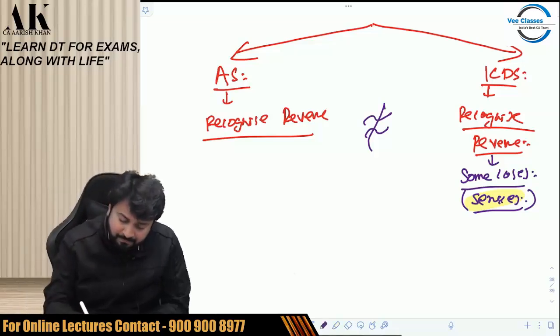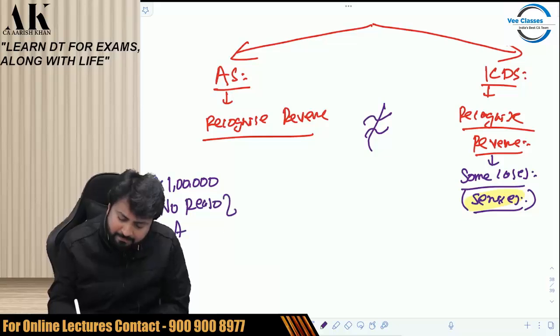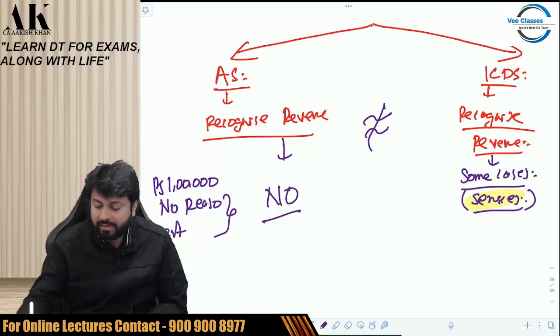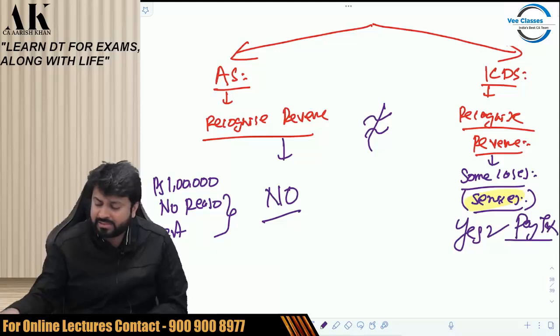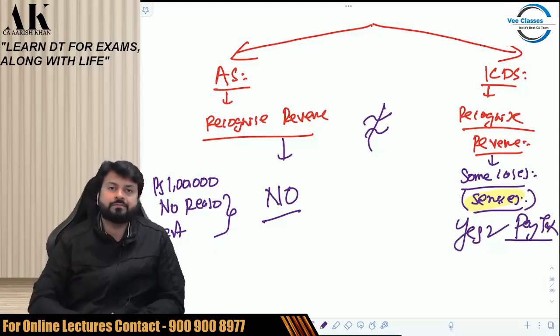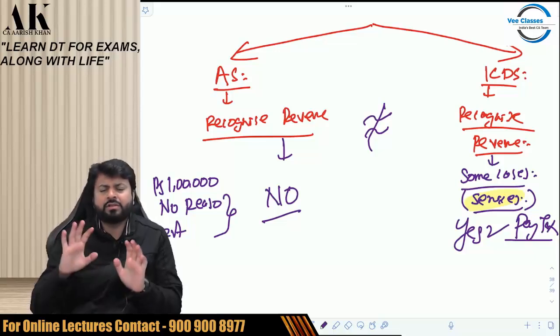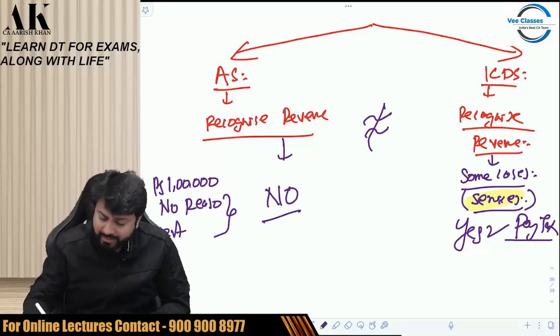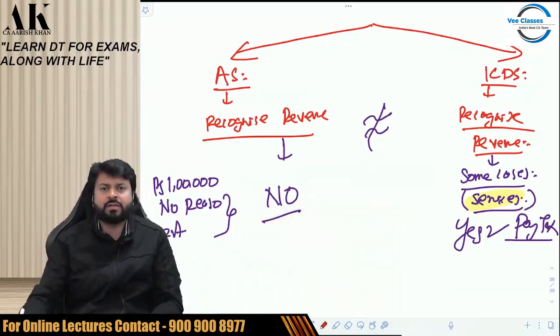So suppose I provide services of 1 lakh rupees and there is no reasonable certainty. Then will I recognize that in accounts? No. Will I recognize that in tax? Yes. Will I pay tax on this? Yes, pay tax. The government says that you have to pay tax on that amount also. Especially in case of services. In case of goods, it doesn't say that. In case of goods, accounts and tax both are the same. But for services, the ICDS is changed. The ICDS says that you have to recognize the services even if there is no reasonable certainty.